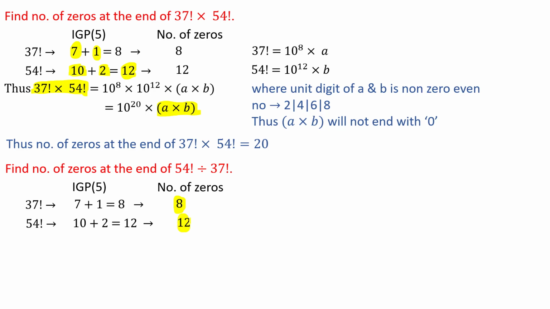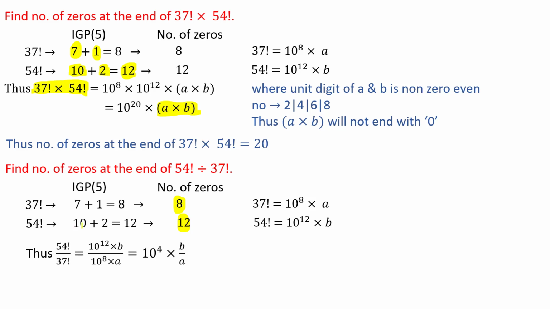So 37 factorial is nothing but 10 to the power 8 into A, and 54 factorial is nothing but 10 to the power 12 into B. Now we are supposed to find the value of 54 factorial divided by 37 factorial. That is 10 to the power 12 into B divided by 10 to the power 8 into A, which is nothing but 10 to the power 4 into B divided by A.